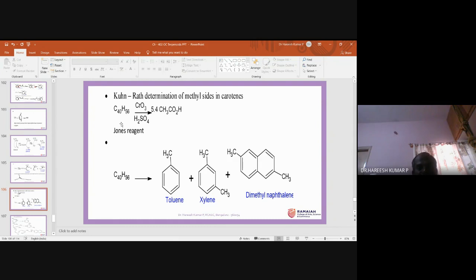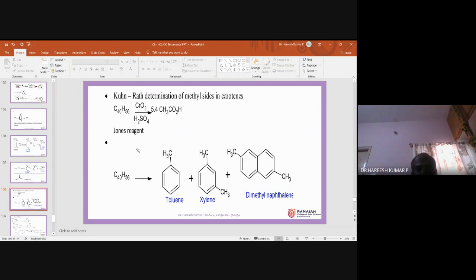So what he did, he took the carotene and treated it with chromium trioxide in sulfuric acid. You know that chromium trioxide in sulfuric acid is also called the Jones reagent. Since this Jones reagent is applied on beta carotene, it's called Kuhn-Roth determination of methyl side chain. And what is obtained? 5.4 moles of acetic acid are liberated. So this indicates that there are 5 conjugations present in carotenoids.